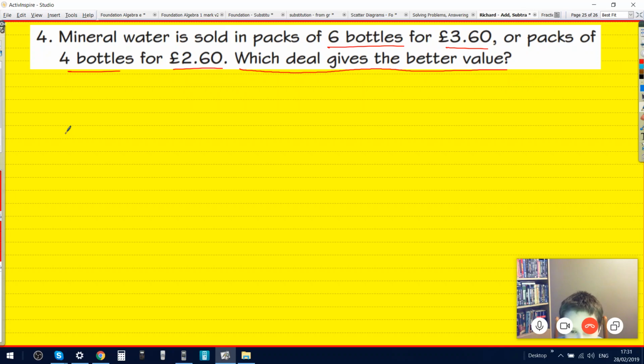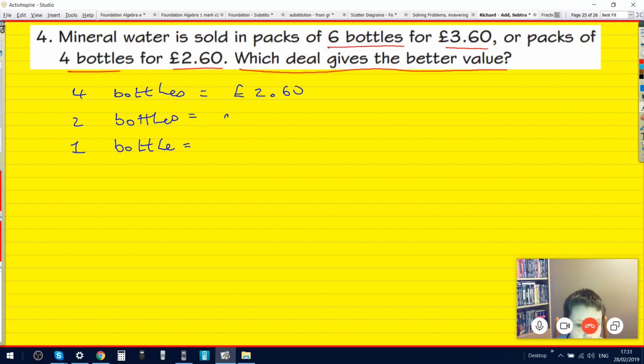Well, to work out the price of 1 bottle for both, we will need to half it, then half it again. For the 4 bottles one, that would work, because then that would give you 2 bottles and then 1 bottle, if you were to half it and half it again. Okay, so try that.